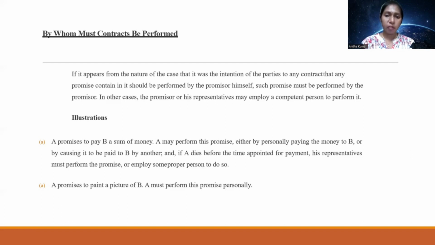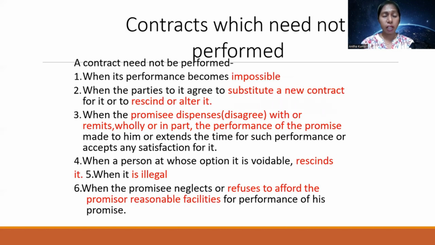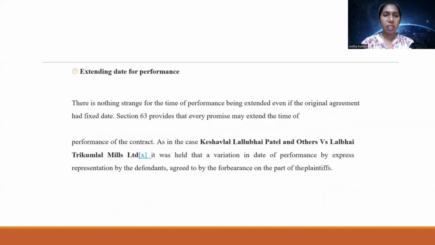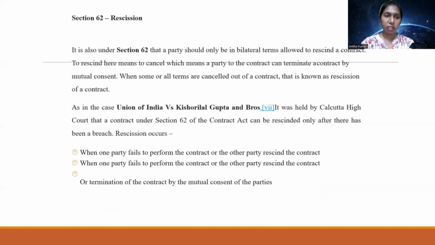So that's all on the performance of contract. Under the performance of contract, we have discussed the rules related to the performance of contract, by whom the contract is to be performed, which contracts need not be performed, and the conditions applied in terms of the intention of the parties and the extension of time, performance and place. All the things we have discussed.